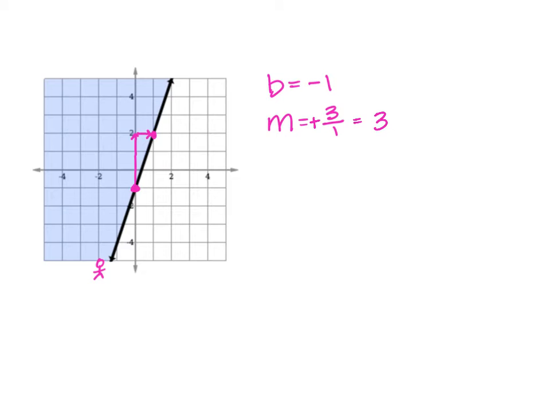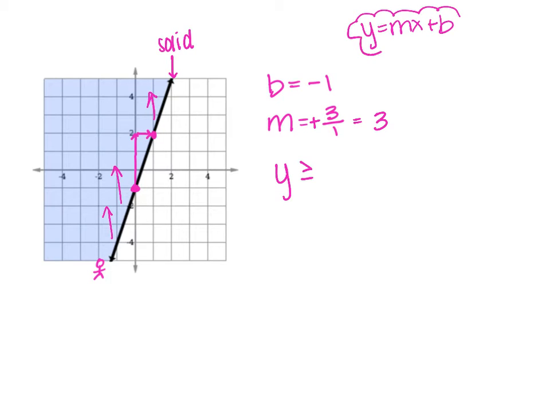The next thing I need to do is decide which inequality symbol I am going to use. Right? So since this is a solid line, I know it's going to have the or equal to. I also know that it's shaded above that line, which means I have greater than or equal to. Right? My general form was y equals mx plus b. So I just need to fill in for the m and the b. Y is greater than or equal to 3x minus 1.